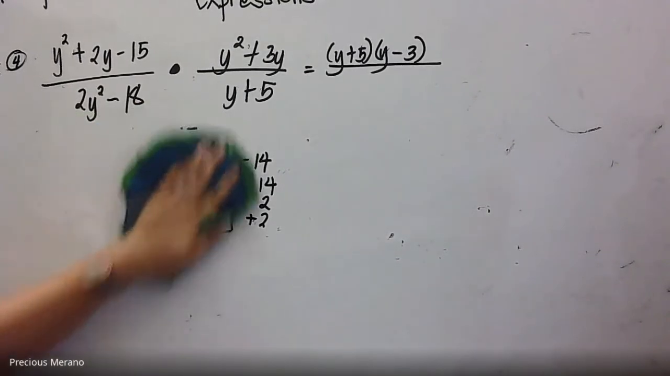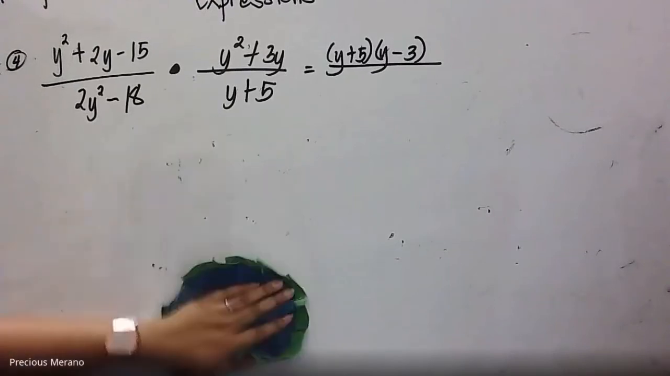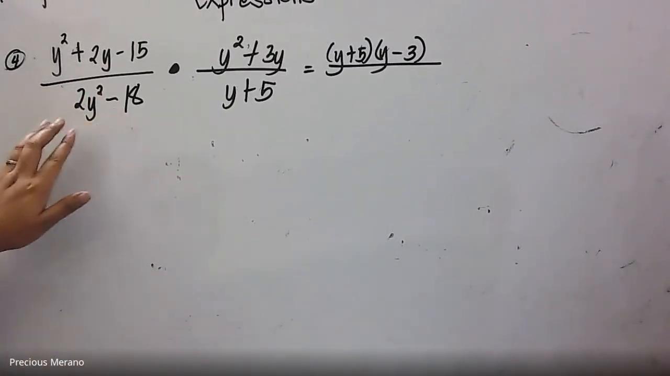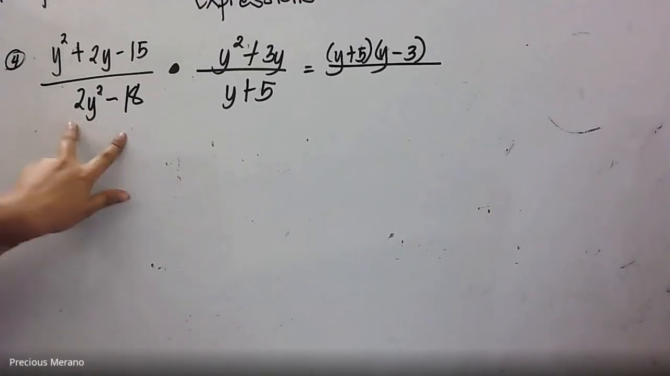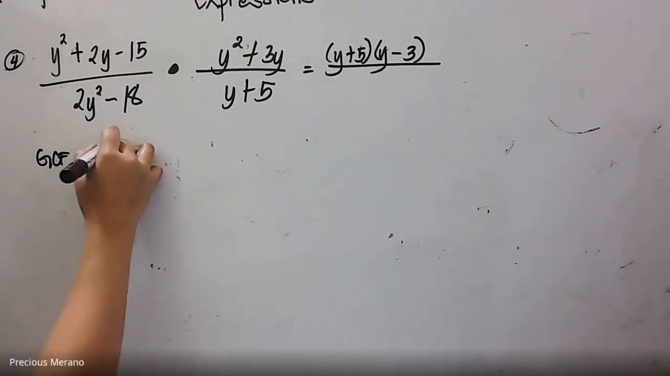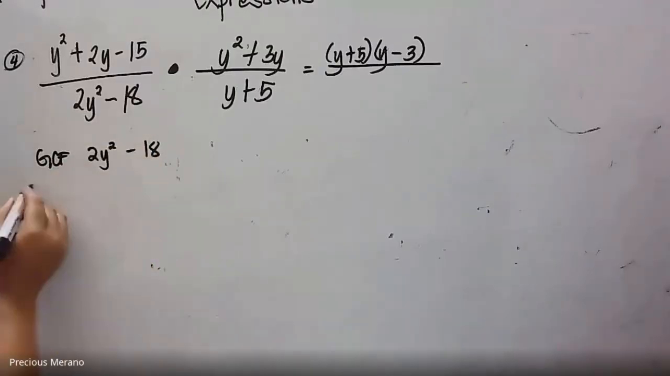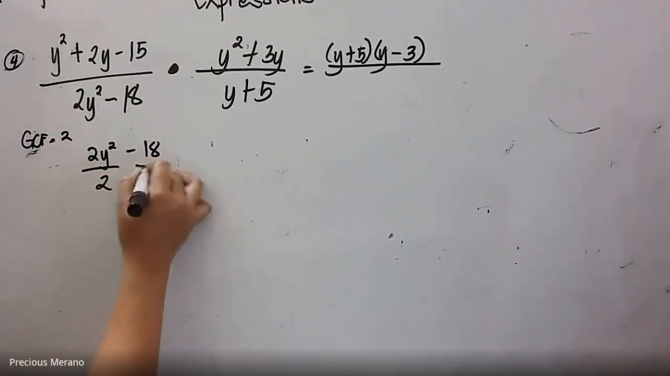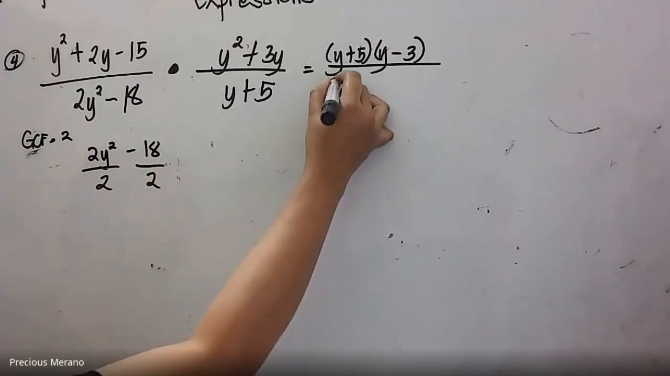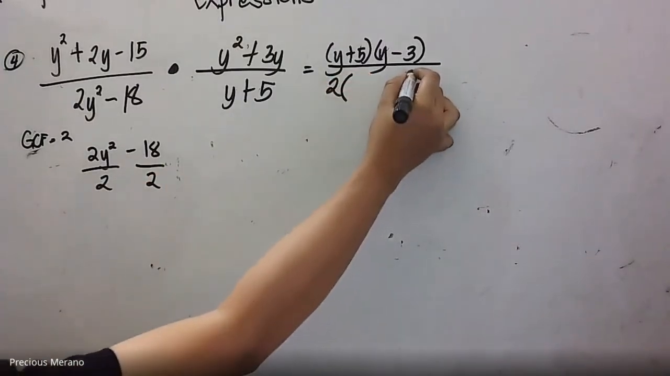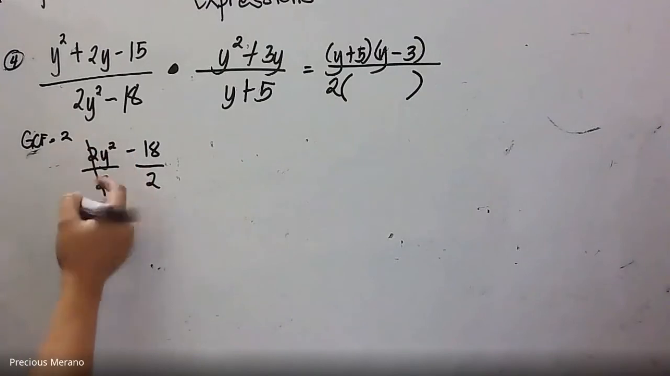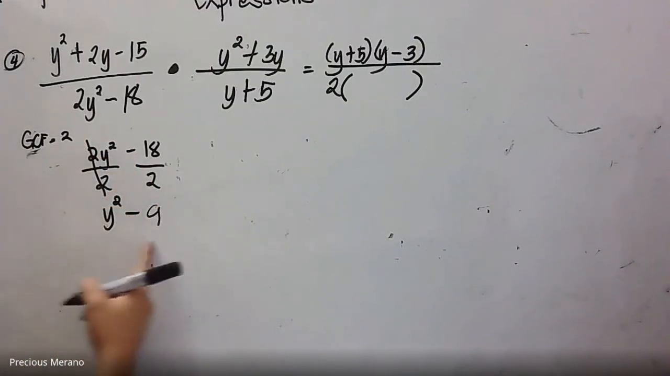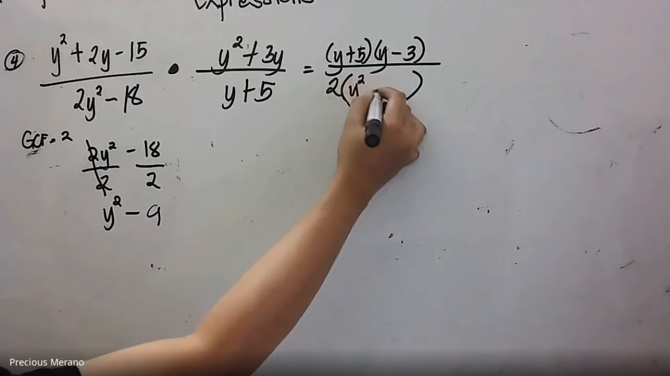So, let's move on to the denominator of the first term naman, which is the 2y squared minus 18. What is the greatest common factor of this one? GCF ng 2y squared minus 18. That is 2. We need to divide them both by 2. So, sulat ko na agad si 2 dito ha. And then, open and close parenthesis. So, divide natin. That is y squared minus 9.